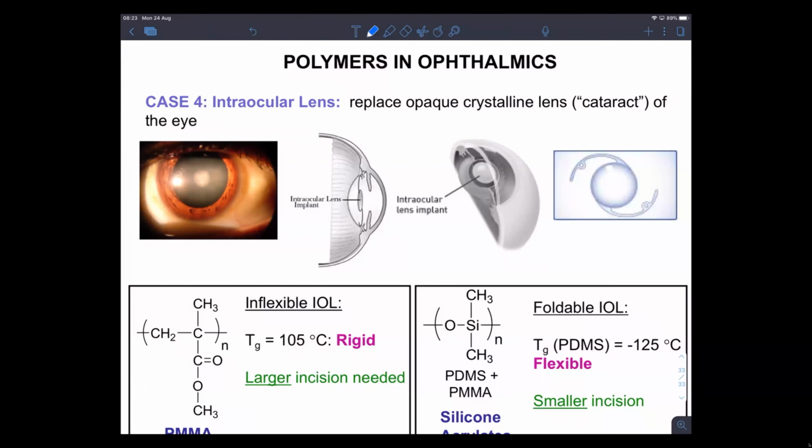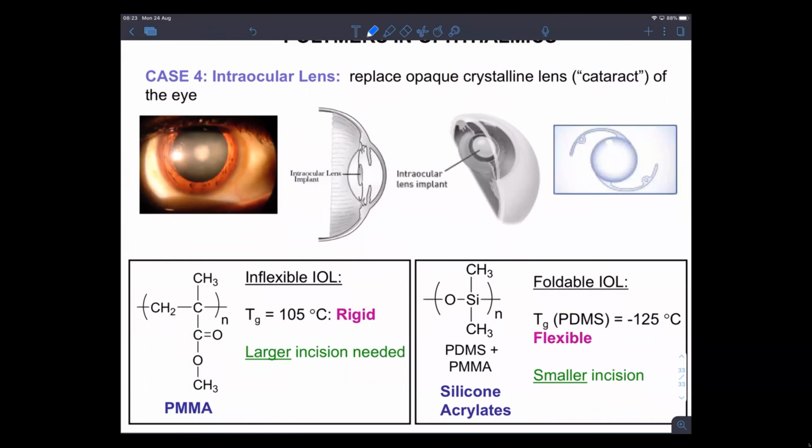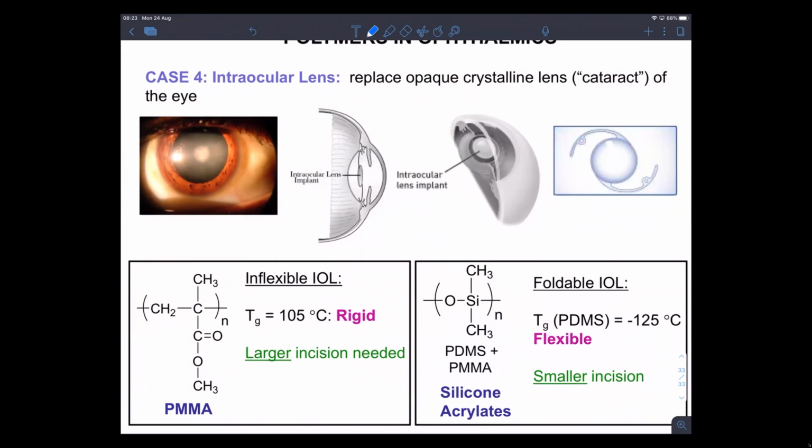PMMA is relatively inflexible. It's rigid, but in their replacement, they needed a larger incision. So that's now why they go to the silicone acrylates. They're much more flexible, much more foldable. It means when you're doing a replacement, you need a much smaller incision in the eye. They're made from a mixture of PDMS and PMMA, but they get good flexibility there. Much lower Tg, which we'll come to in lecture 3 or 4. So you'll see the importance of those on that structure as well.